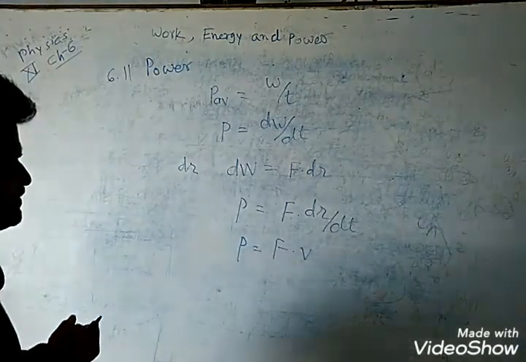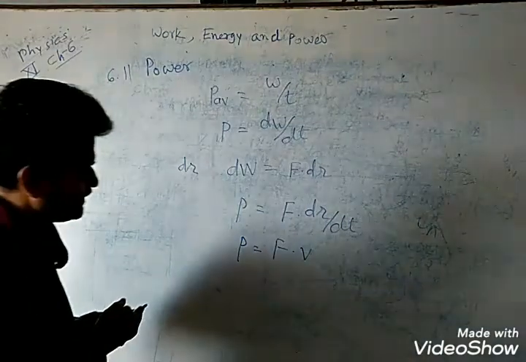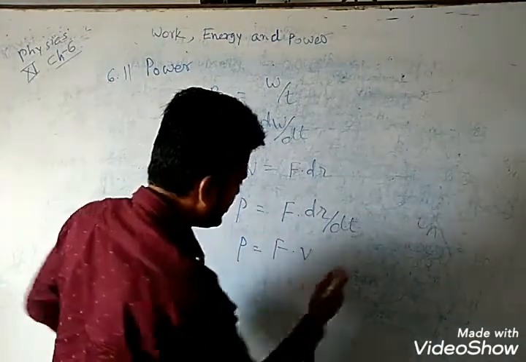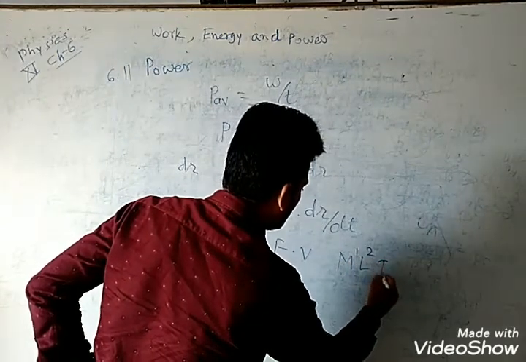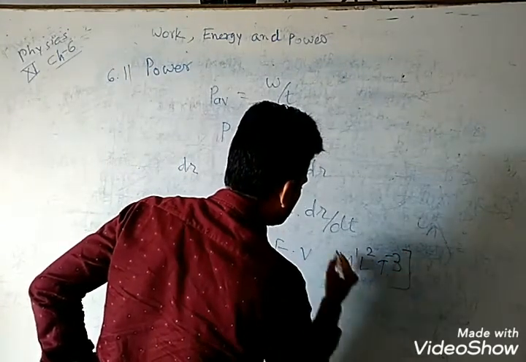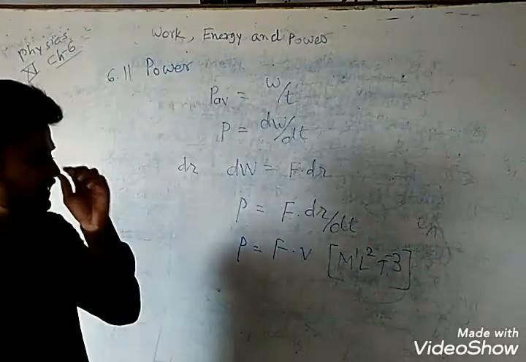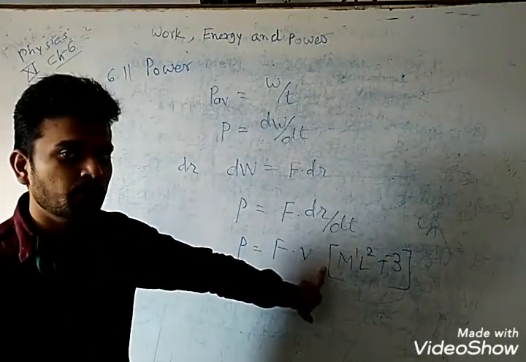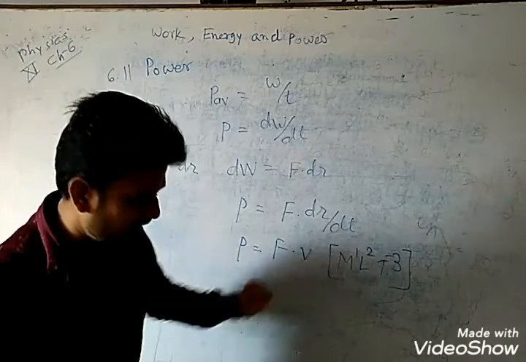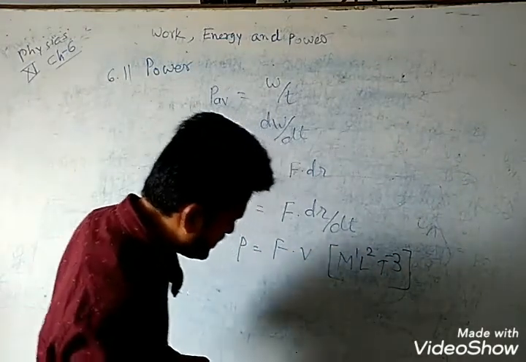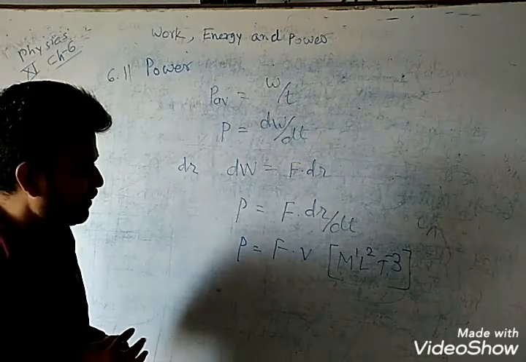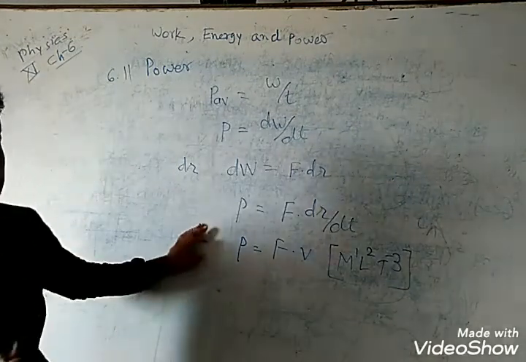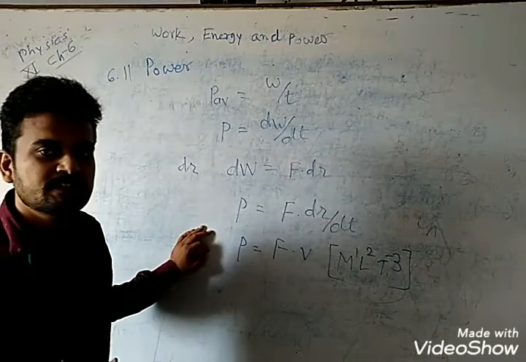Now the dimensional formula for power is M1 L2 T minus 3. The SI unit of power is called watt. 1 watt is equal to joule per second.